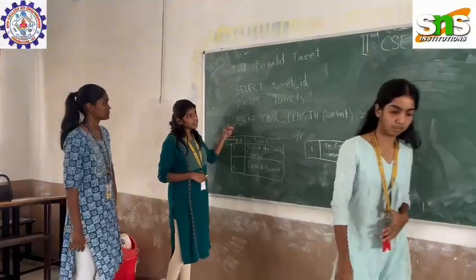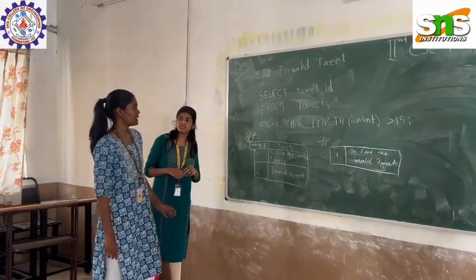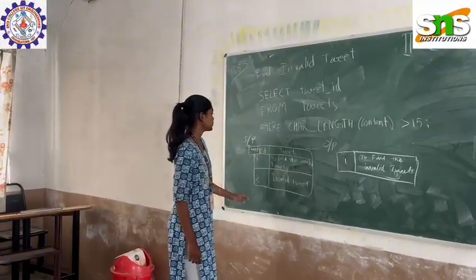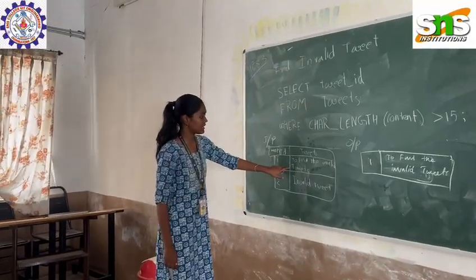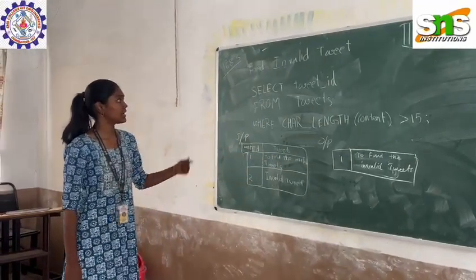The character length of the content must be greater than 15, as already given. So tweet ID number 1 is the one with length greater than 15, and the output will be tweet ID number 1 as the invalid tweet.